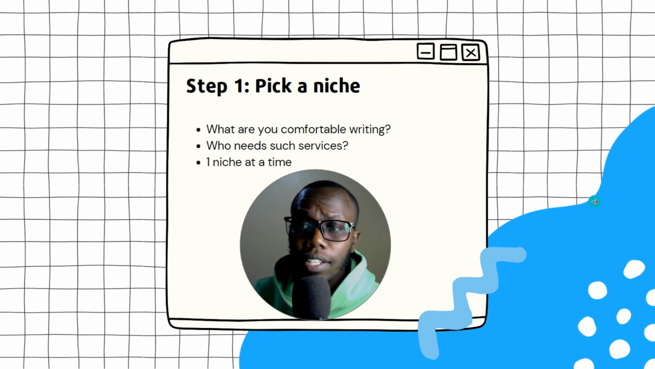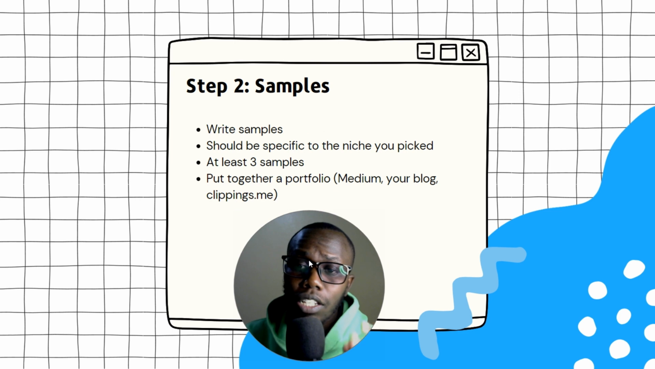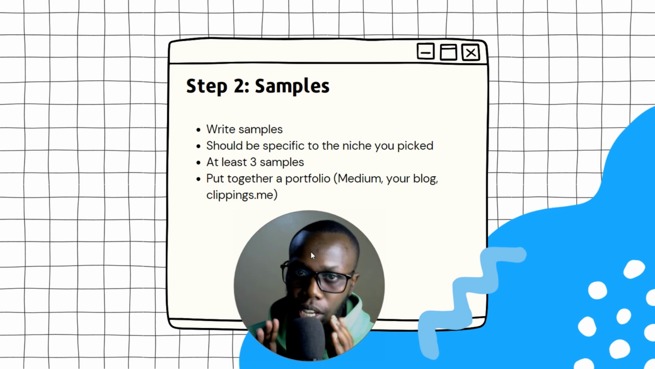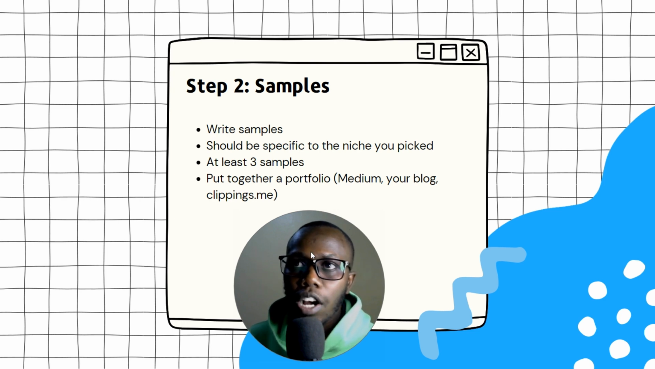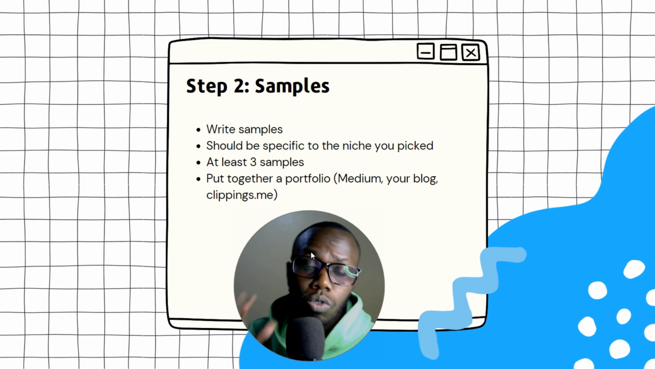Now let's say you've picked your niche. The next step is to write your samples. There are two things here. Either you already have the samples. If you have experience writing crypto articles and you already have those articles, then of course it's easier for you to pick a niche in step one. But if you don't already have them, then ask yourself what you are comfortable with. Then the next thing is, you need to write those samples.